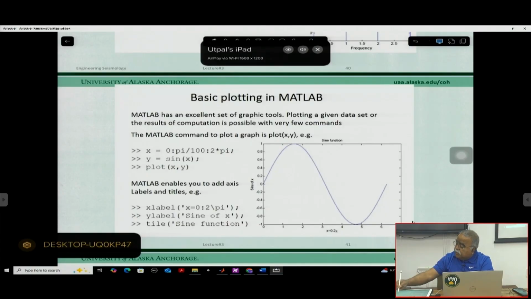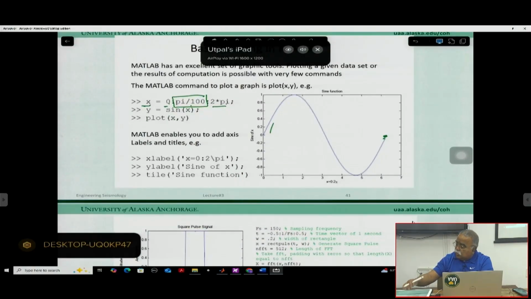So if we say that this is your sine function, I discretize the sine value from 0 to 2 pi. I discretize the sine values with a pi by 100, so this many samples we have taken, and then x will be equal to 0 to 2 pi, with each one being sampled at pi by 100 values. Then if you plot it, it will be like this. So this will be the sine function.